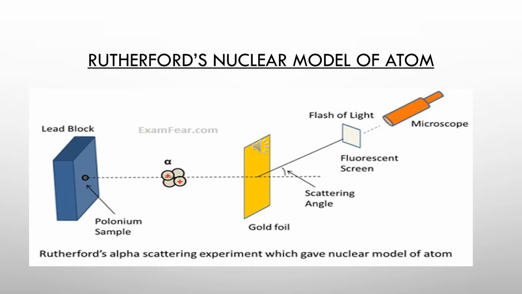This is a schematic representation of the alpha particle scattering experiment. This famous experiment was the base for Rutherford to put up his model of atom. The polonium sample here was used as a source of alpha particles, and alpha particles were made to bombard a very thin gold foil, and the deflection or the behavior of the alpha particles was studied in this particular experiment.